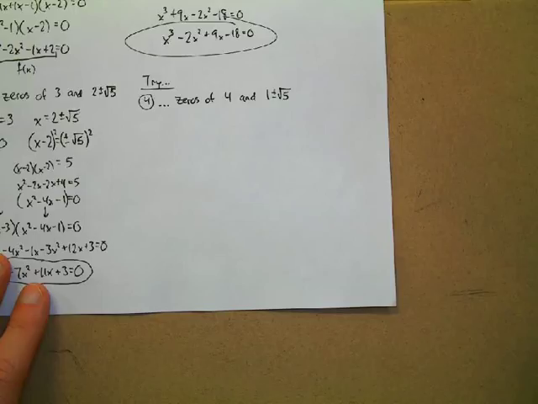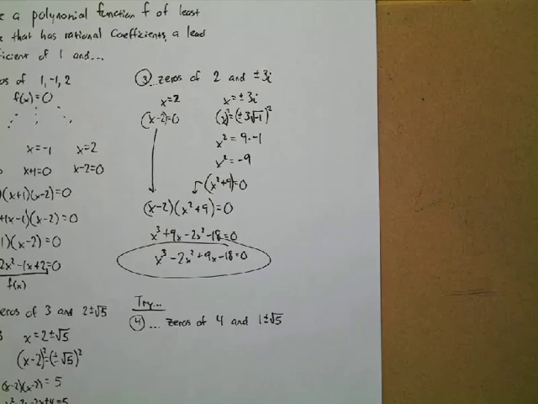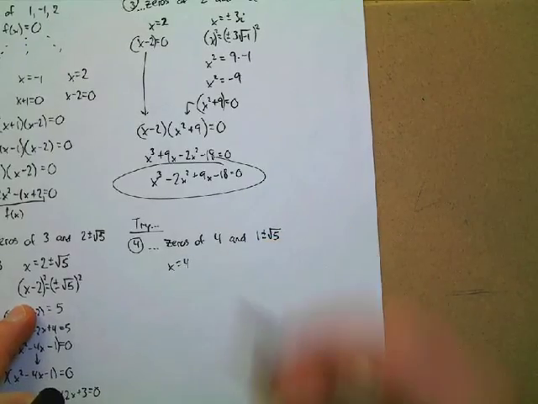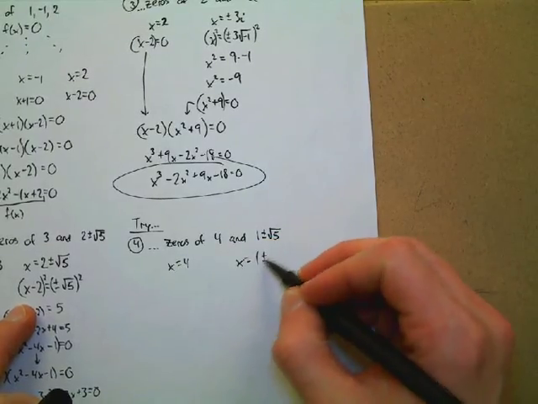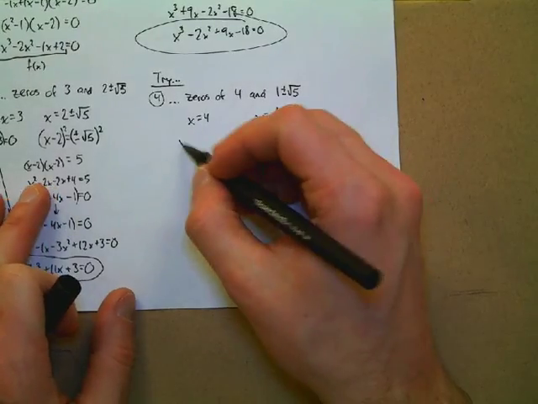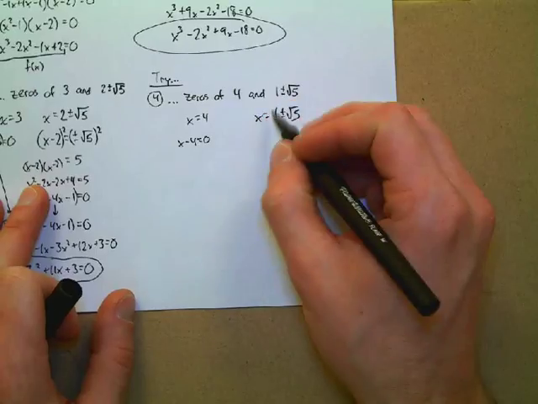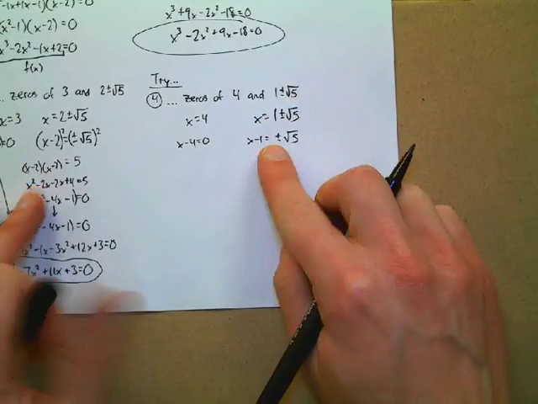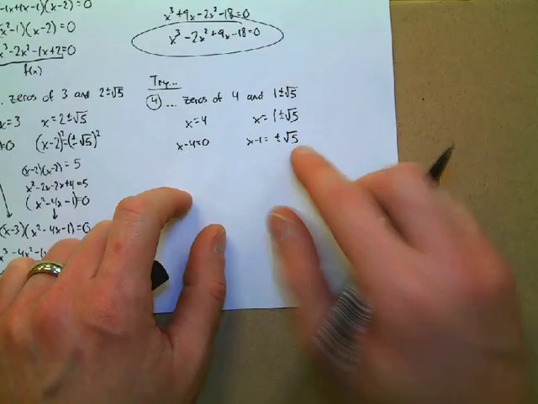So, zeros for 4, and 1 plus or minus the square root of 5. Subtract the 4 over, we get x minus 4. Subtract the 1 over to isolate that square root, and now what should we do to both sides of this equation? Square, that's right, because we want to get rid of that square root. So we square both sides.